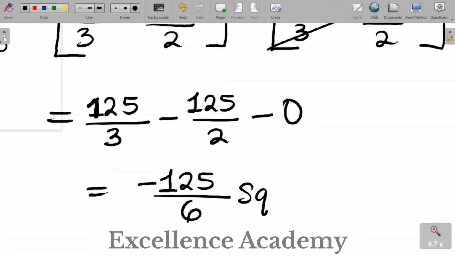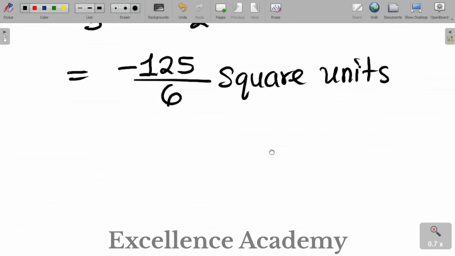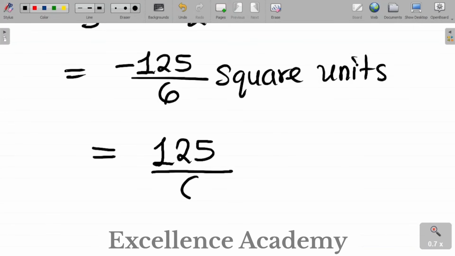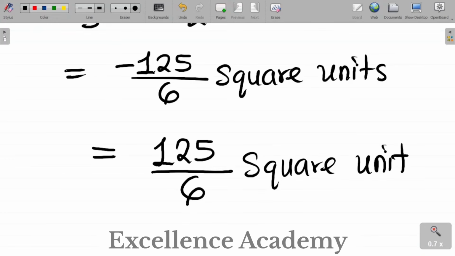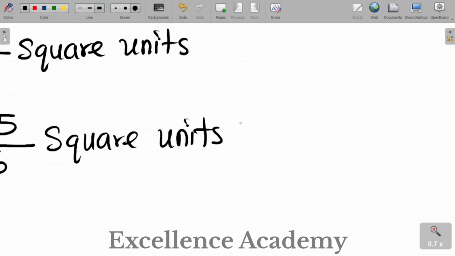And this will be in square units. Why is it square? Well, because we are looking for area. That's what we were asked to find, the area under the curve or bounded by the curve. Now, area is not supposed to be negative, it will be positive. So that becomes 125 all over 6 square units. Area is supposed to be positive, not negative. So if I have a negative area, what does it mean? It means the curve is going downwards. All right.